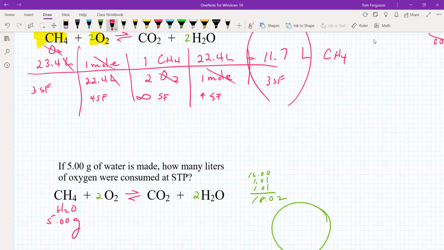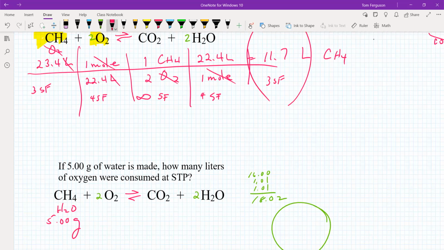Now notice it doesn't matter where the given is and where the calculated is. Like in the previous problem, everything was on the left side of the equation. This one, the given's on the right. We're trying to produce something on the left. So don't get the left and the right part of the equation requirement. There is no requirement. It's just find the given, find what you're trying to calculate.